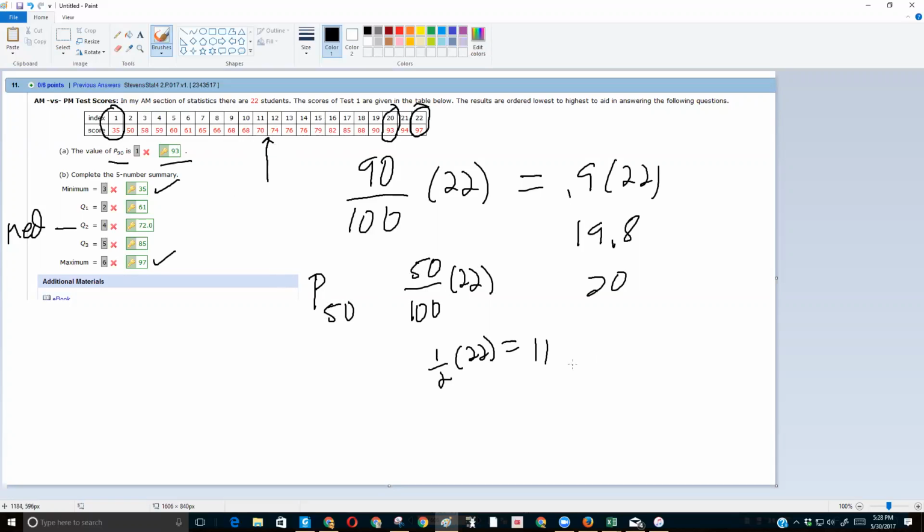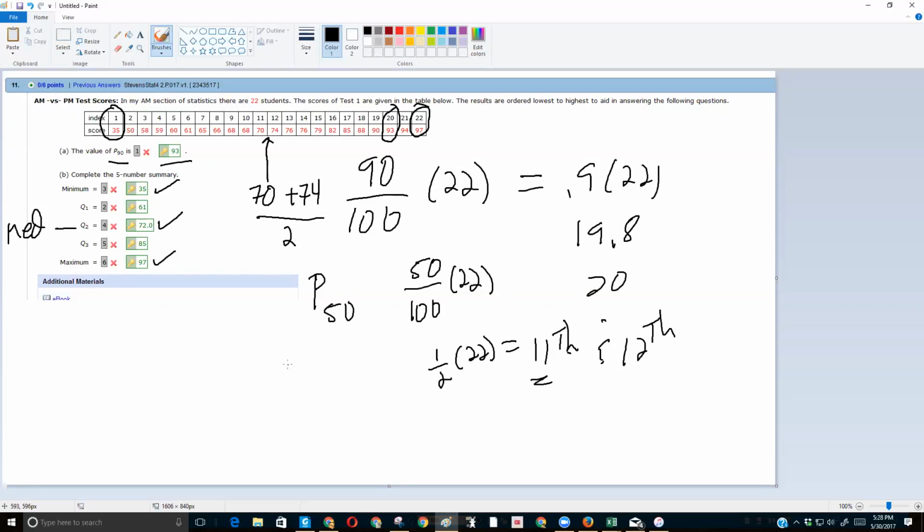So his rule is, if you get a whole number when you do this calculation, you want to find the average of this number plus the next number. So we're going to find the average of the 11th number and the 12th number. The 11th number is 70. The 12th number is 74. I'm going to add those and divide by 2, and I'm going to get 72.